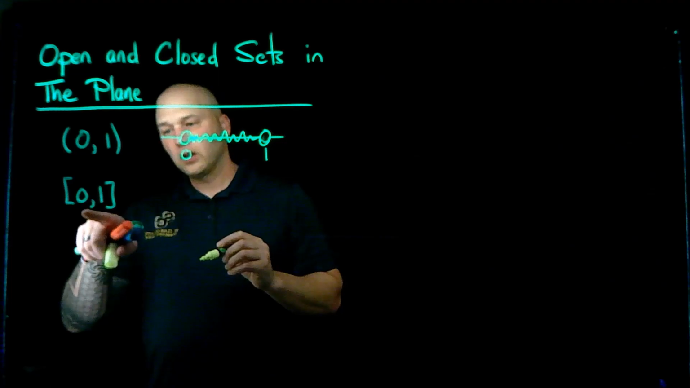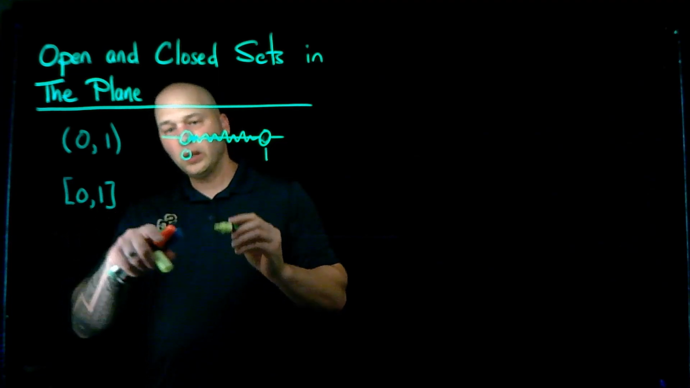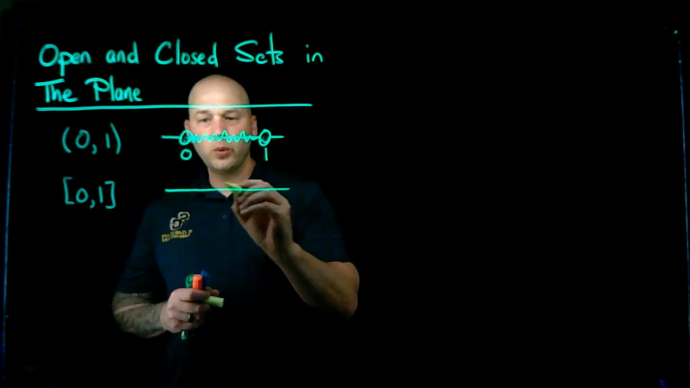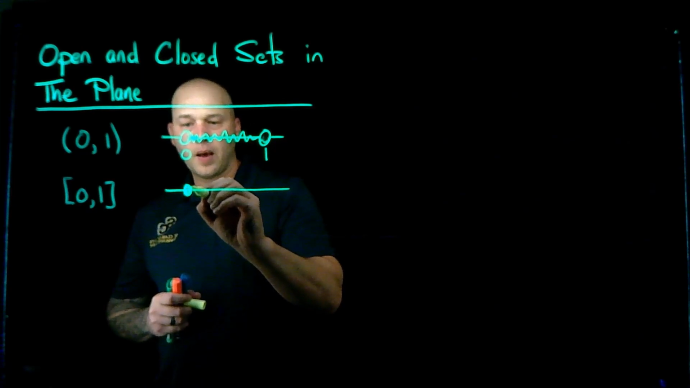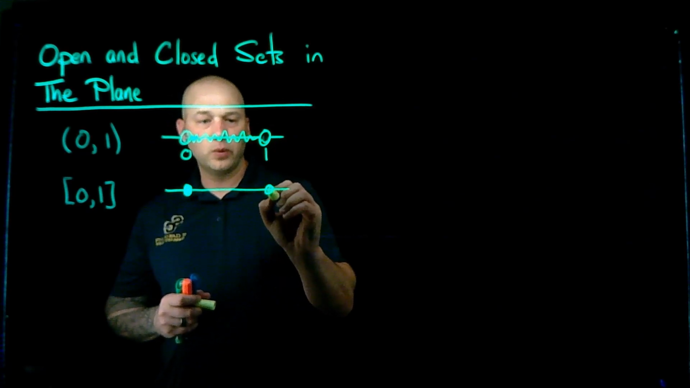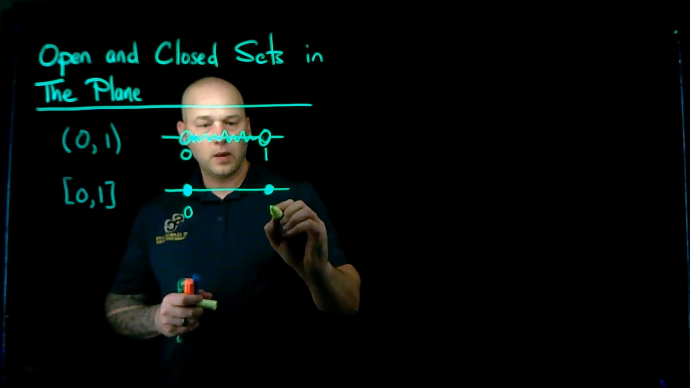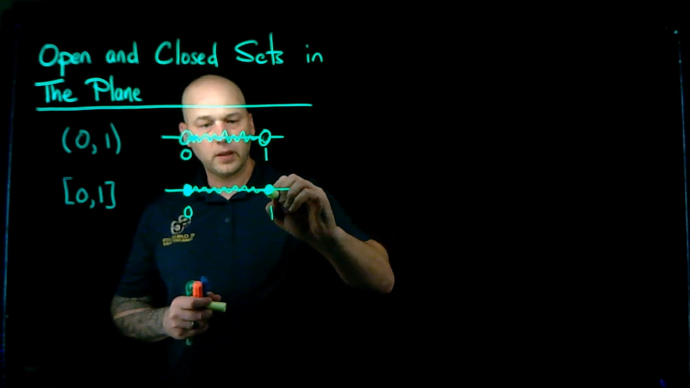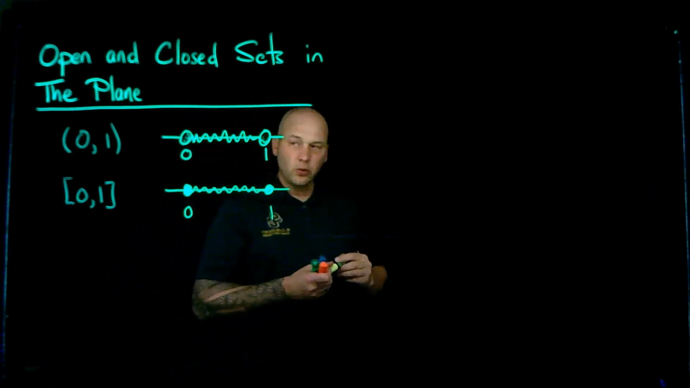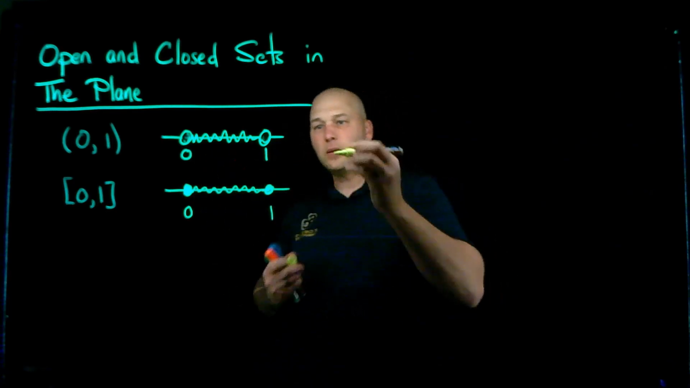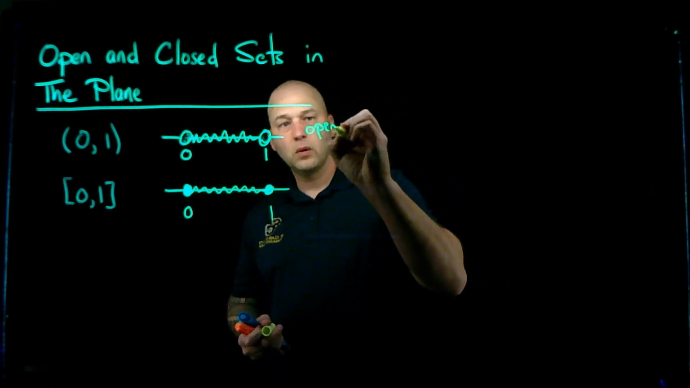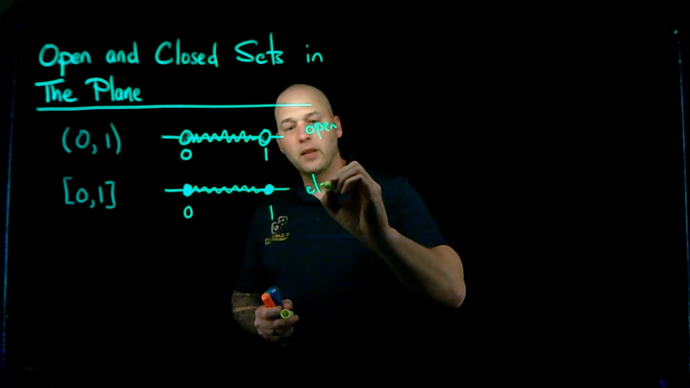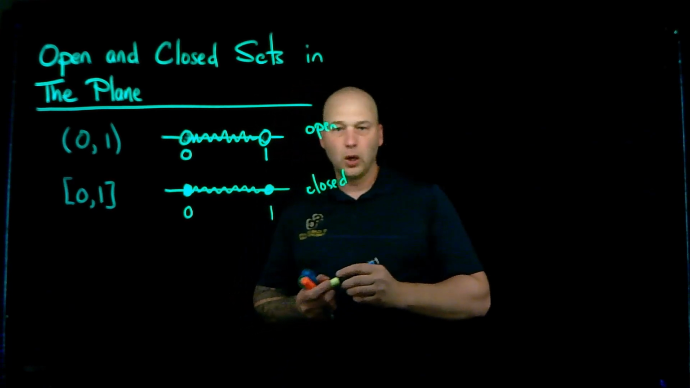Now, for the interval 0 to 1 where this is including, we call this a closed interval, and we indicate that by scribbling in or closing in the circles, and then scribble in between, right? So we say that this is an open set, or an open interval, and we say that this one is closed.